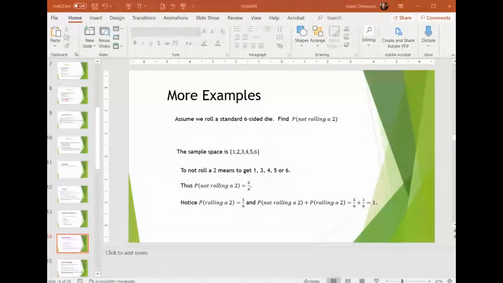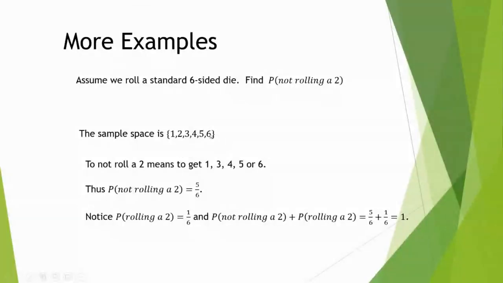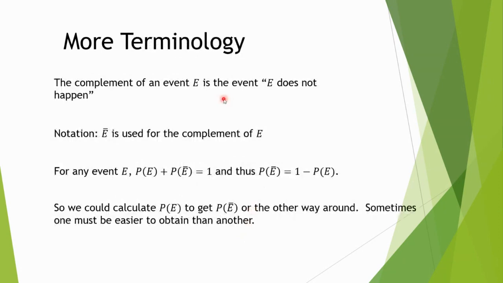Well, that's no accident here. This is no accident. Namely, what we have here are what we call complementary events. Here's an event, and we're looking at the probability that the event does not happen. And that's actually what they call the complement of an event. That's really what we're looking at here.